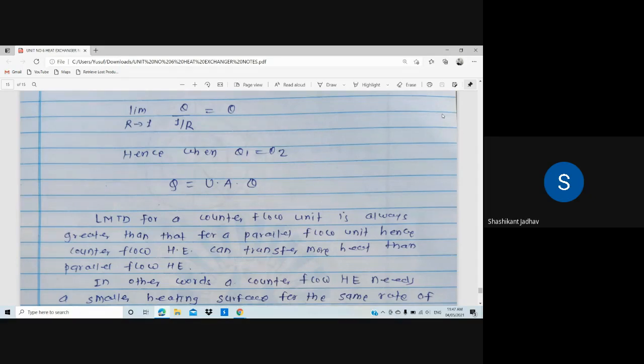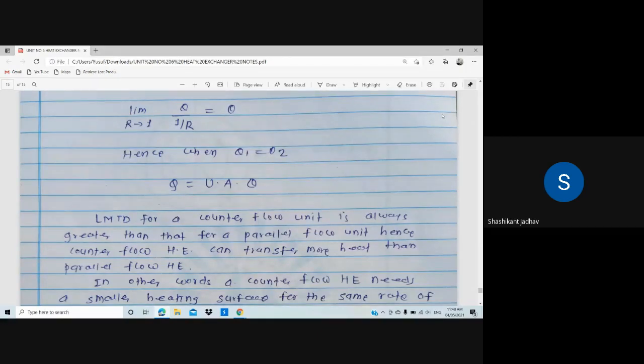Hence counter flow heat exchanger can transfer more heat than parallel flow heat exchanger.